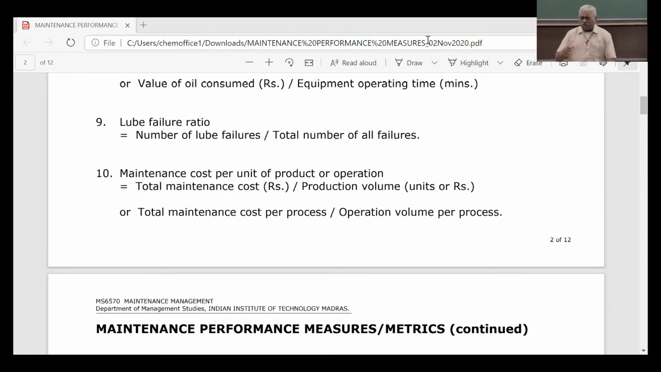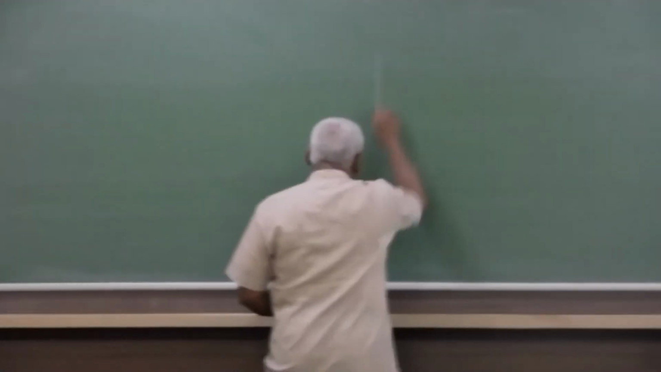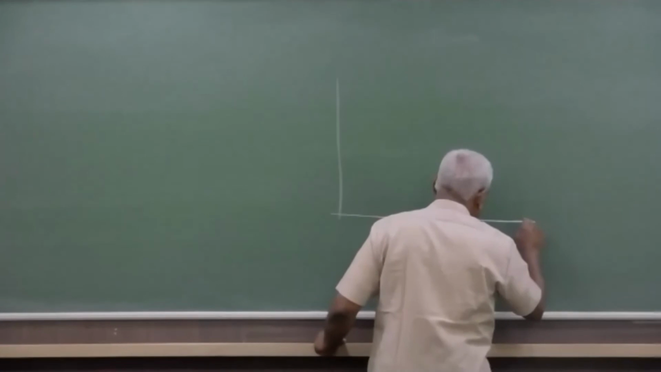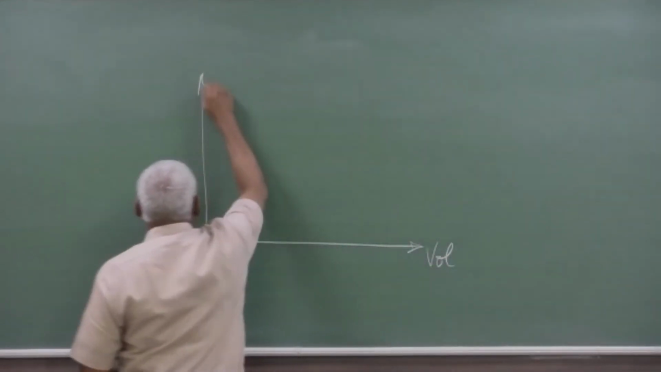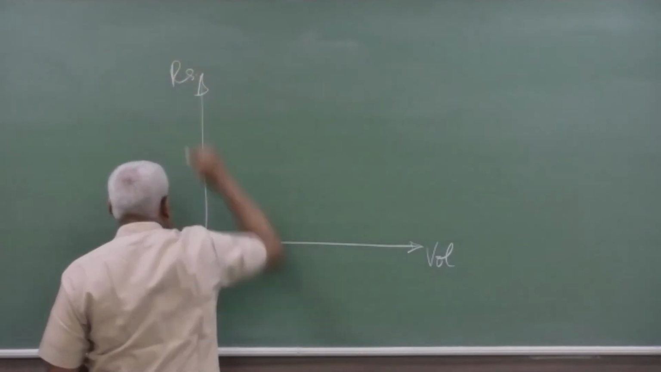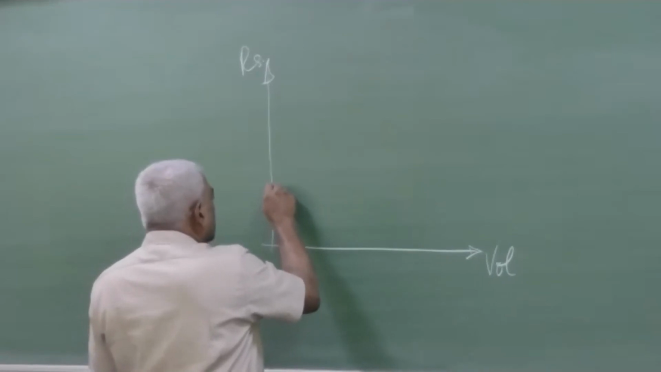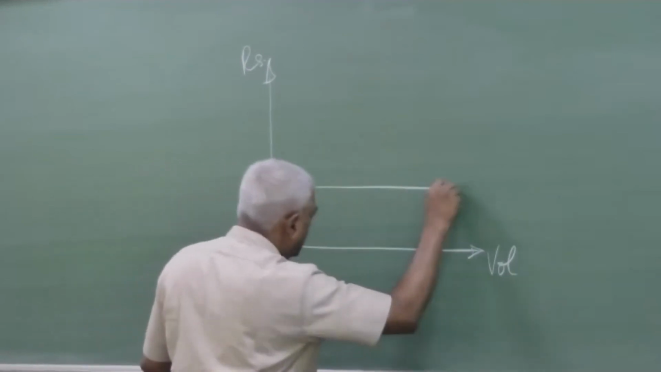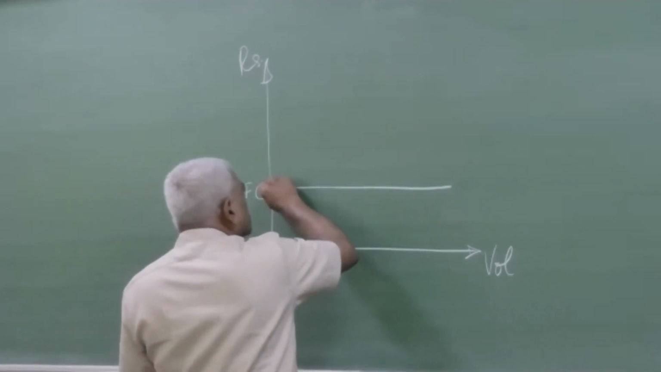Imagine, maybe I'll use the board now. Can we shift to the board for a minute? Okay, so you have something called fixed cost, and there's something called variable cost, which goes like this.